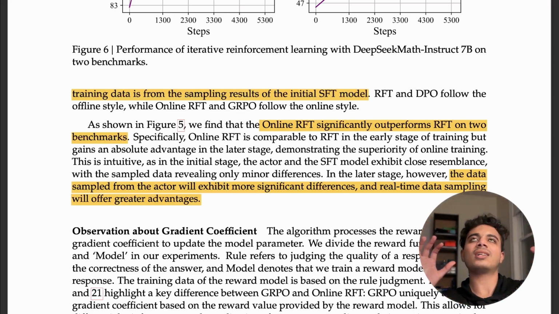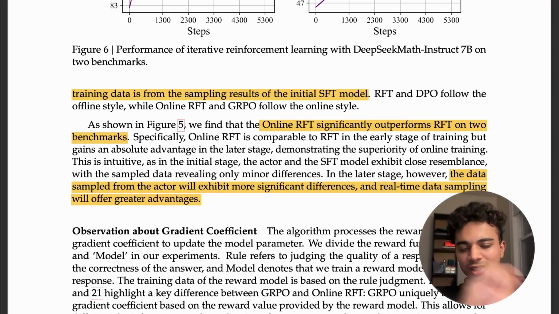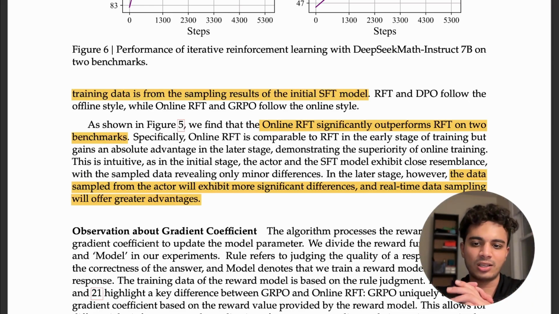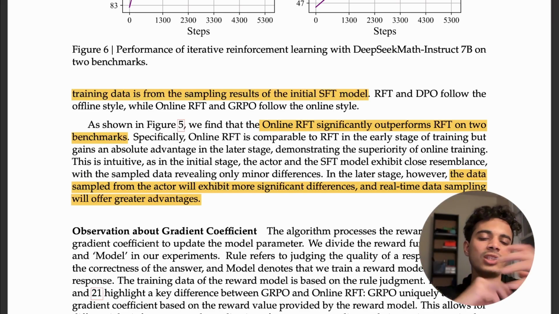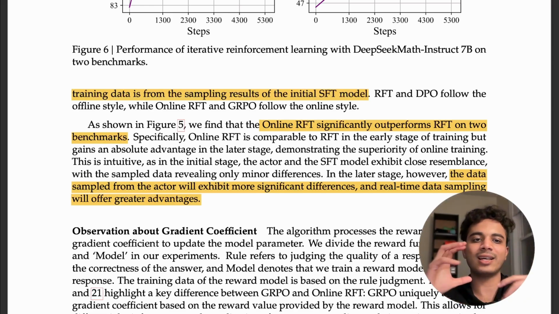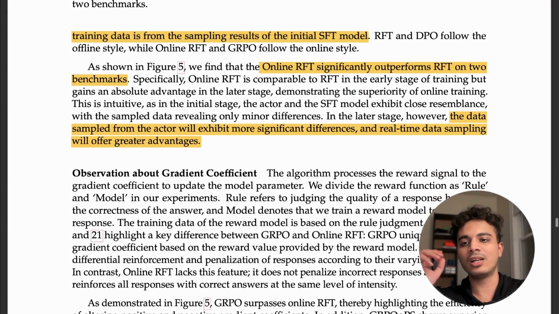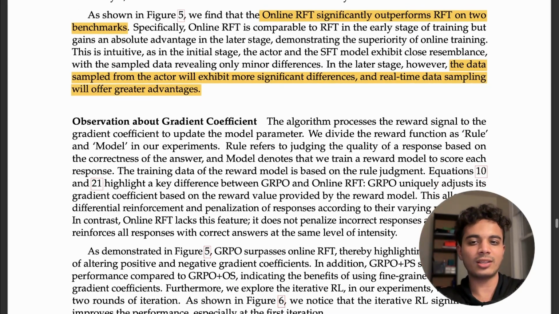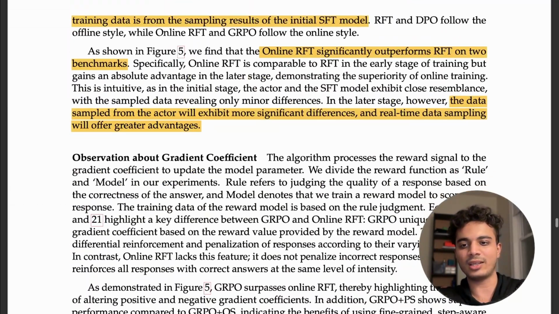So it's not a surprise, in my opinion, that online RFT is significantly outperforming RFT on two different benchmarks. Not new knowledge, but what we see is in the later stage, the data sampled from actor will exhibit more significant differences, and real-time data sampling will offer greater advantages. So this is what their conclusion is from the data source.